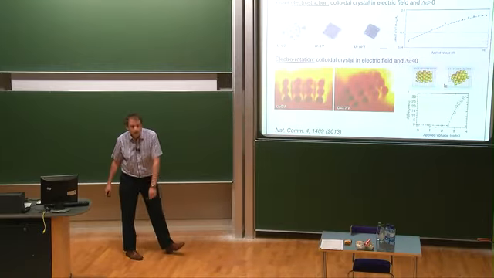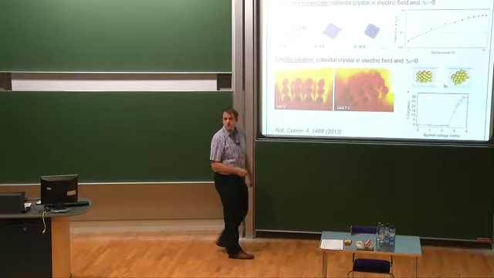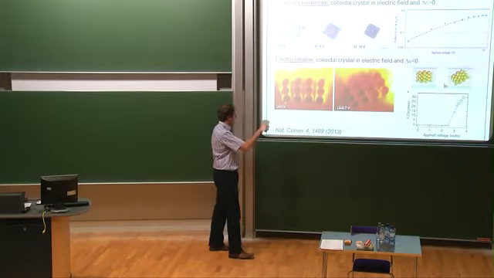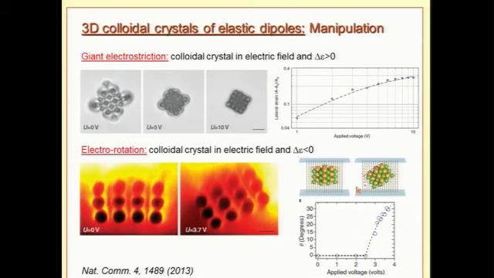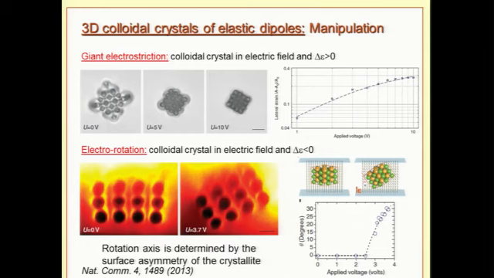What happens here is that this structure rotates. If you now apply an electric field, 0 volts, some volts, the structure rotates as a whole, by angles of several tens of degrees. You can call this electro-rotation. And the symmetry and the rotation axis depend strongly on the edges of your crystallite.